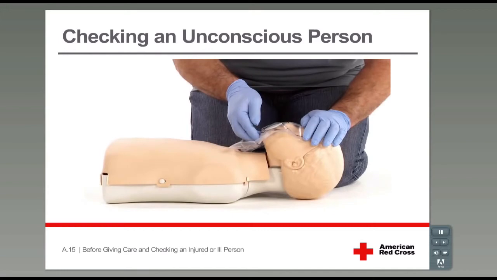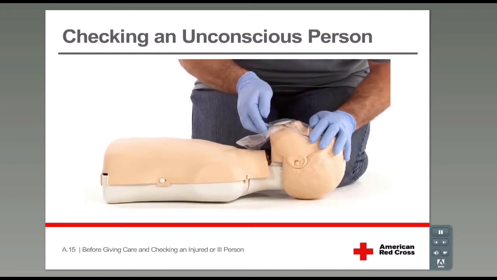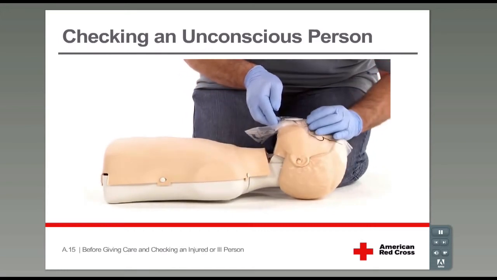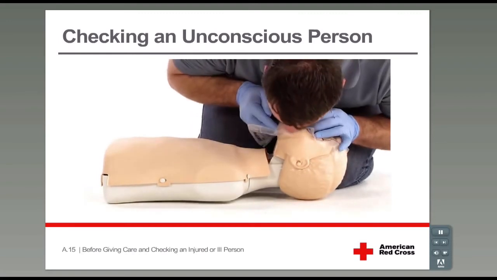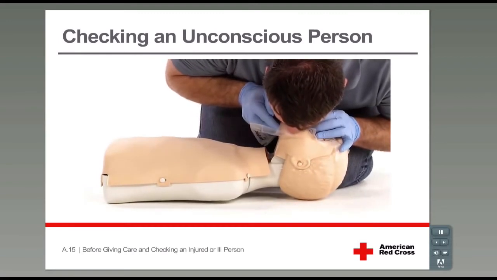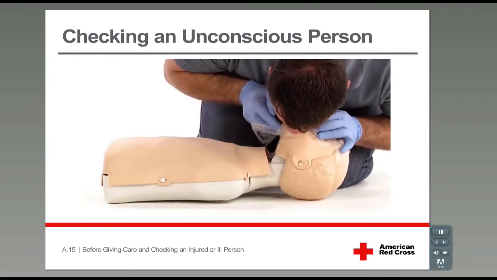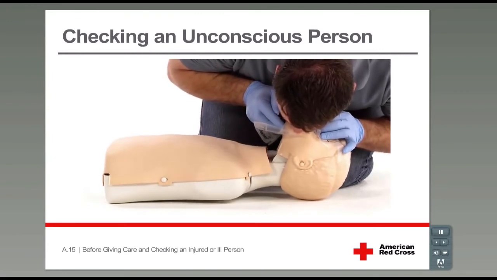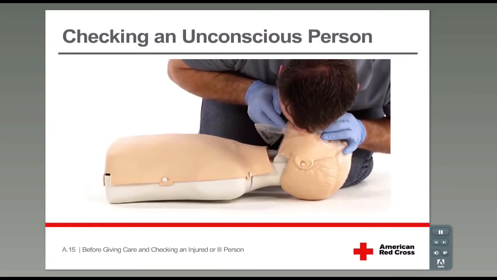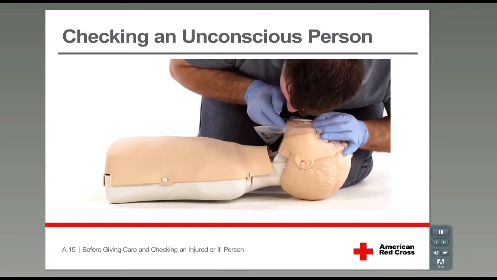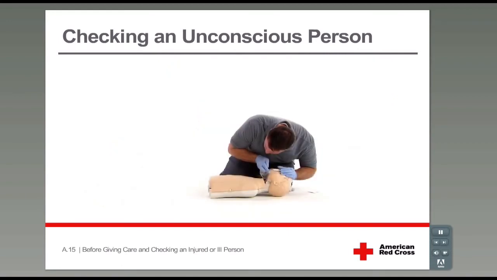Tilt the head back and lift the chin up. Then pinch the nose shut and make a complete seal over the child's mouth. Blow gently for about 1 second. Each breath should make the chest clearly rise. If the chest does not rise, re-tilt the child's head and try another rescue breath. After 2 successful rescue breaths, quickly scan the body for severe bleeding and care for the conditions you find.